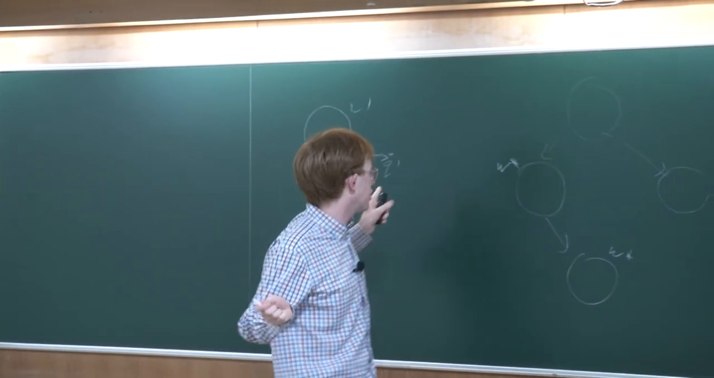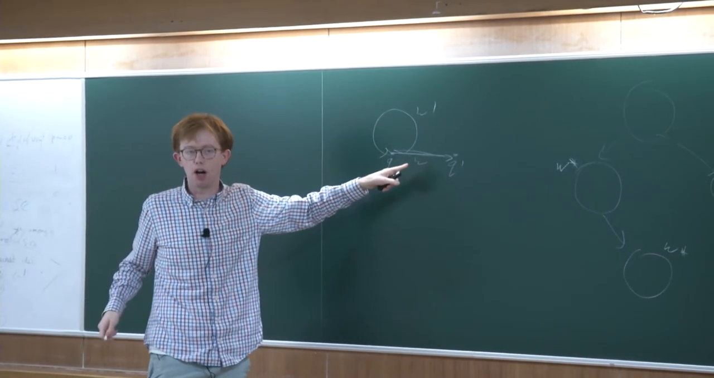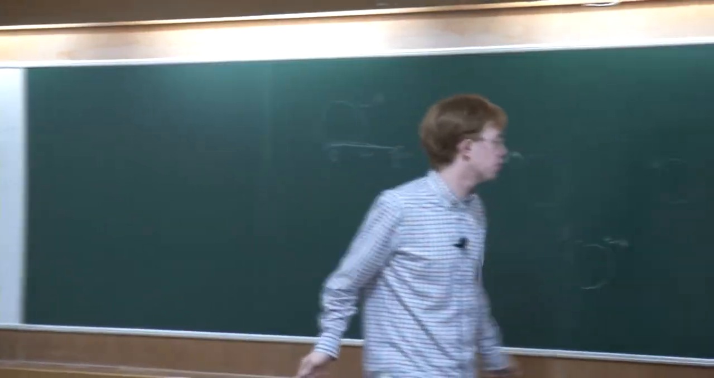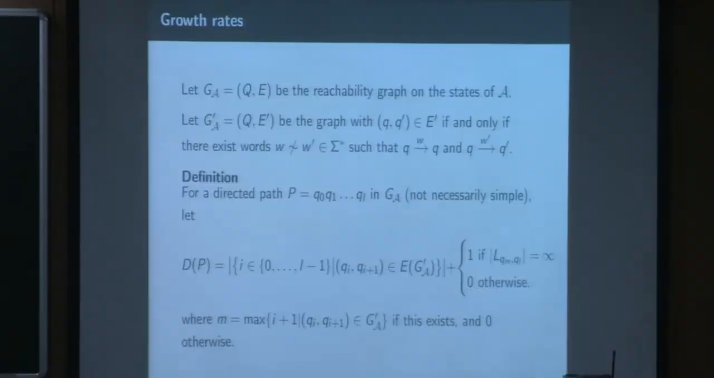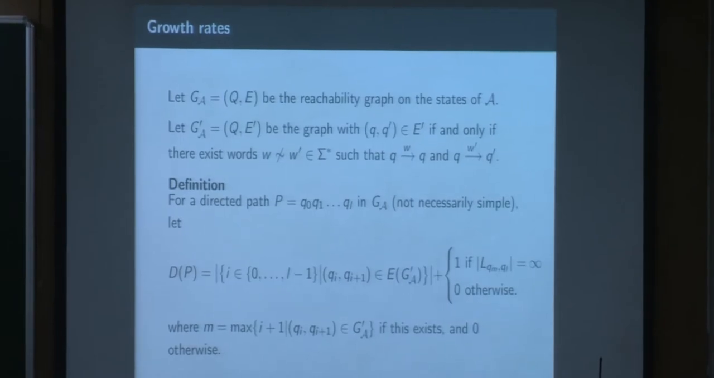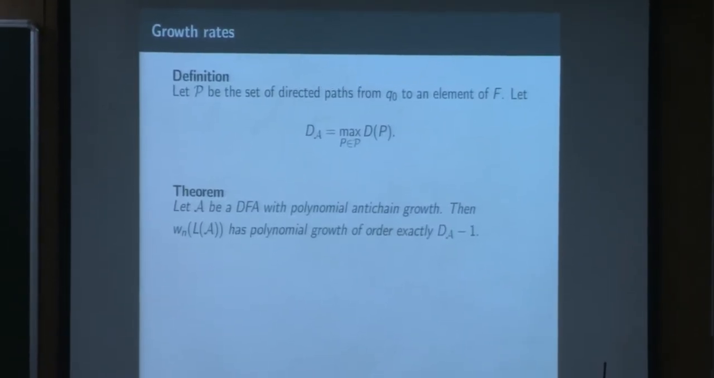And of course, it's pretty obvious that there are no cycles involving red edges, because if there were, then you would have exponential growth. Okay, so what we want to do is prove that this quantity, the number of red edges you can go through on a path, after maximizing over paths, is in fact the order of antichain growth.